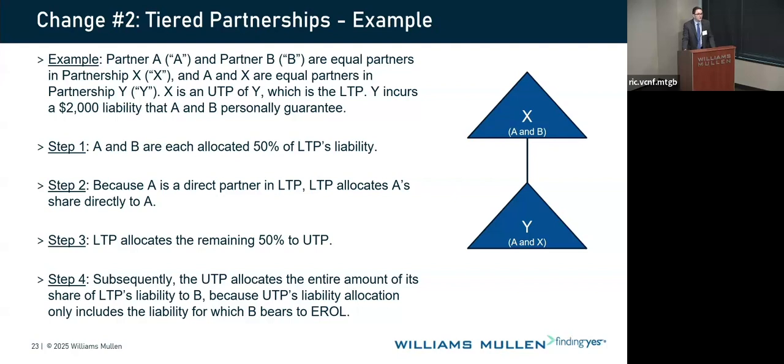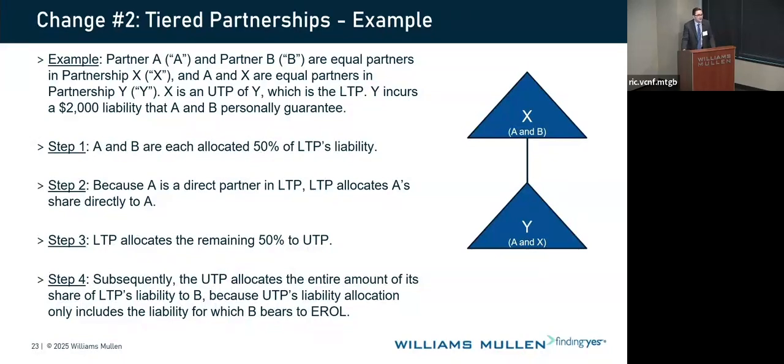So first and foremost, we're going to divide the liability. So A and B would be allocated 50% of the lower tier partnership's liability. But interestingly enough, because A is a direct partner in the lower tier partnership, the final regs are going to say, okay, you're already in the lower tier partnership, which has this loan. So we're going to directly allocate the liability to you, to A, in this lower tier partnership.